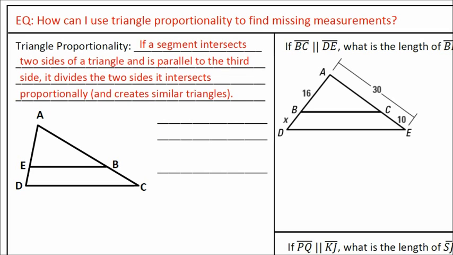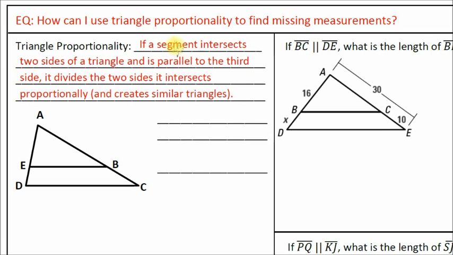The essential question in this video is, how can I use triangle proportionality to find missing measurements? And the first thing you want to do is to define triangle proportionality. And here's the definition. If a segment intersects two sides of a triangle and is parallel to the third side, it divides the two sides it intersects proportionally. So this is the end in parentheses, and it creates similar triangles.